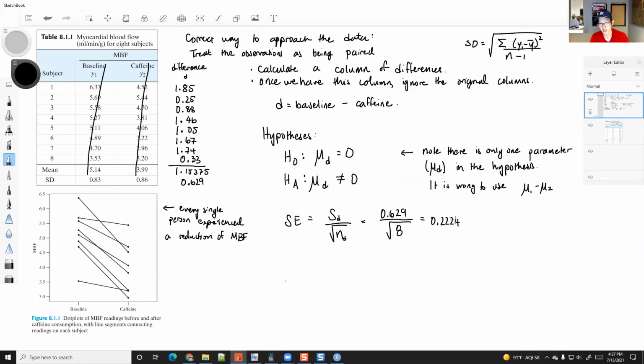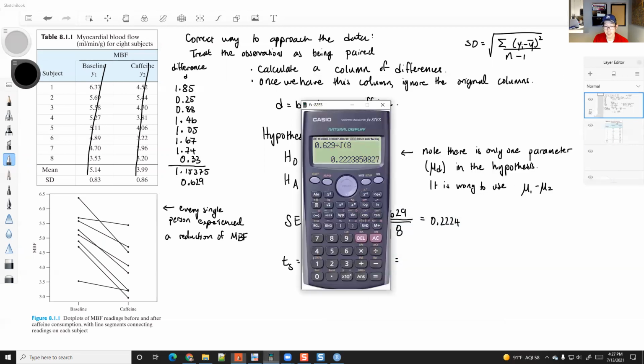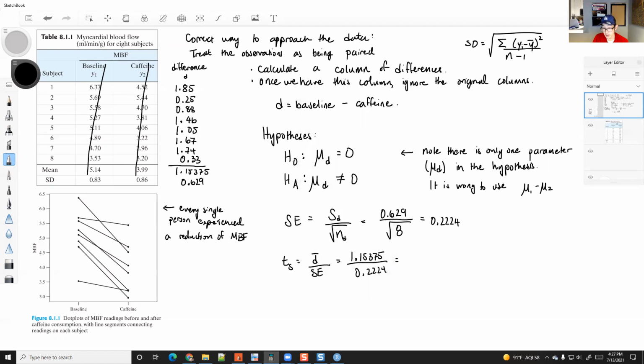Okay. All right, and so now the test statistic T is basically the mean difference divided by the standard error. Okay, and we're basically asking, is it different from 0? So I've got 1.15375 over 0.2224. Let's go ahead and check this out, 1.15375 divided by 0.2224, and I get 5.188.